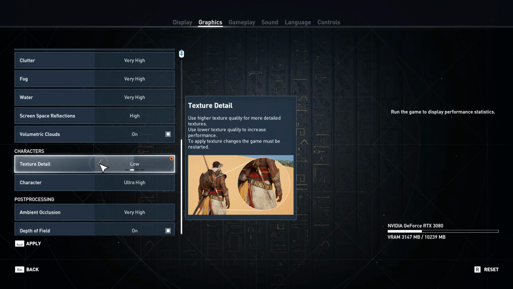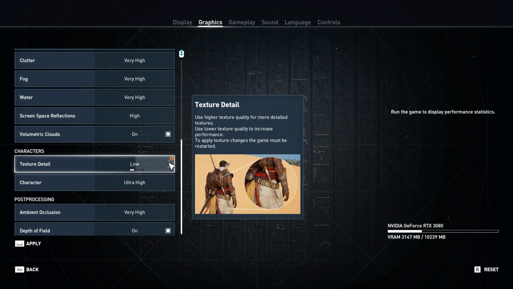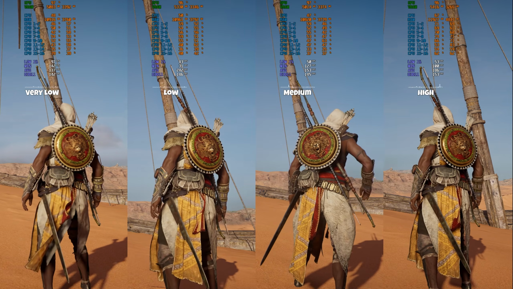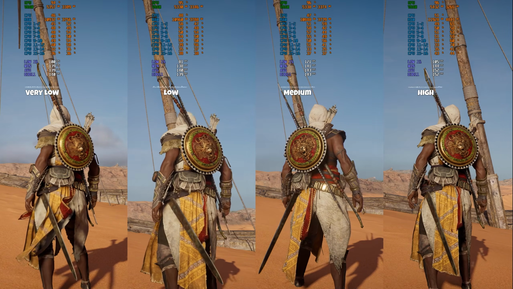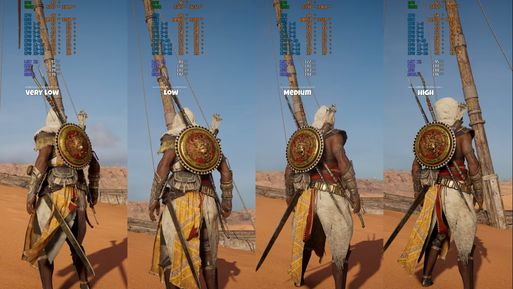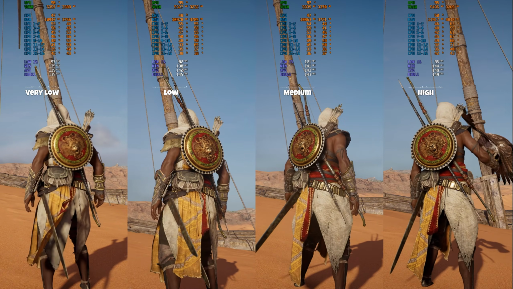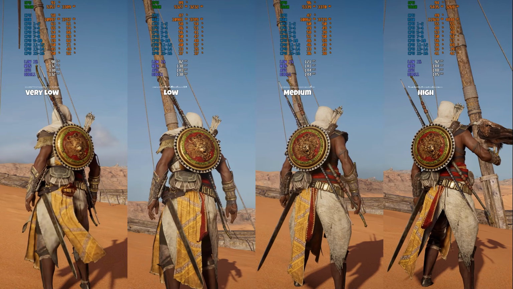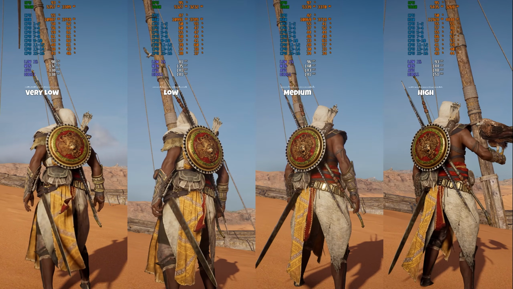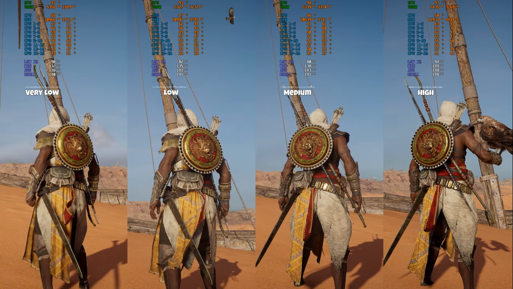Going down to Character Texture Detail, we can see Bayek here, who's the main character, and what effect this setting has on his character when it comes to texture details. We can see right away that going from high to very low loses a lot of detail, and it doesn't actually benefit your FPS at all.